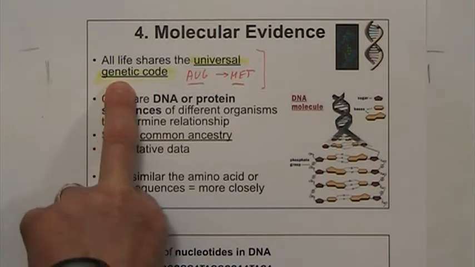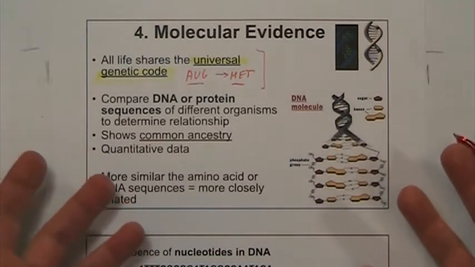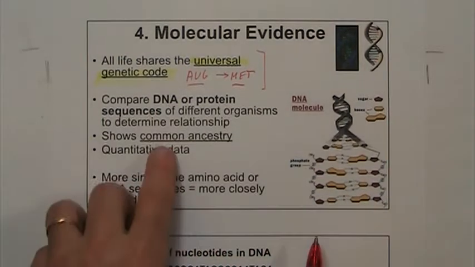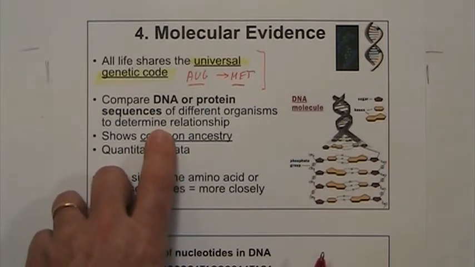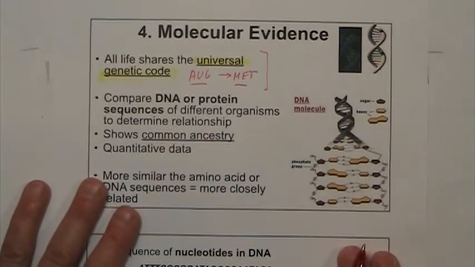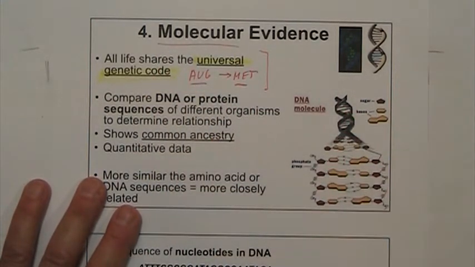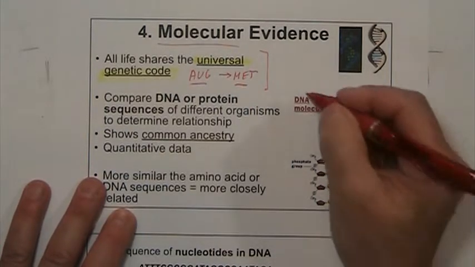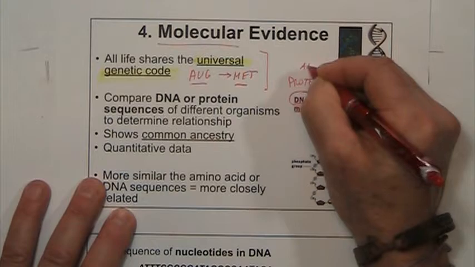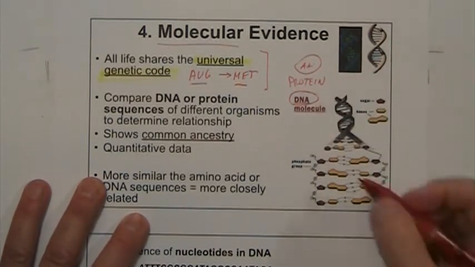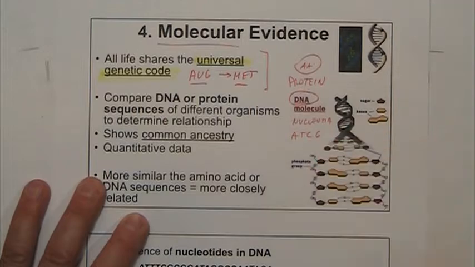If you think about it, if we were all created independently, we would all have different codes. But all life, including the lowly bacteria, uses the same code, and that's evidence that we all come from the same ancestor. Now, what do we use for molecular evidence to see how related we are to each other, to see how we have changed? We use two things: DNA sequences, or the amino acid sequence in proteins. So either amino acids in proteins or the sequence of nucleotides in DNA. So A, T, C, Gs, right?